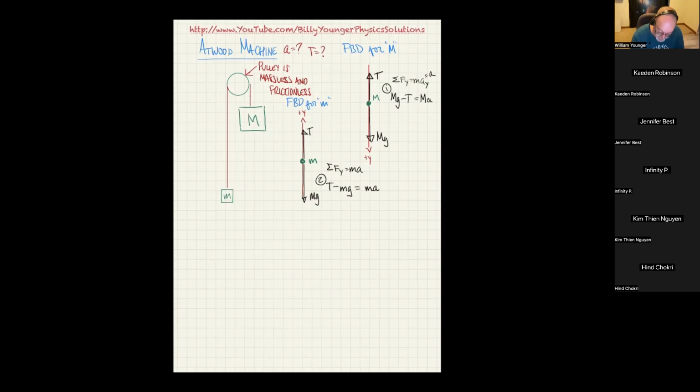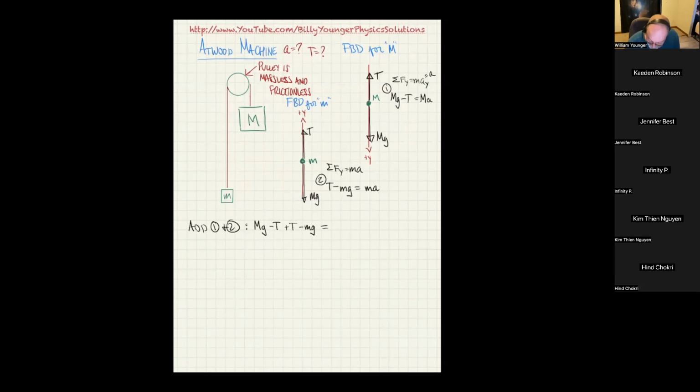So let's say add 1 and 2. And what we're going to get is, and I'll write it all out, even though I normally don't take this many steps, I'm going to say big Mg minus T plus T minus little mg. That's the left-hand side added to the left-hand side.